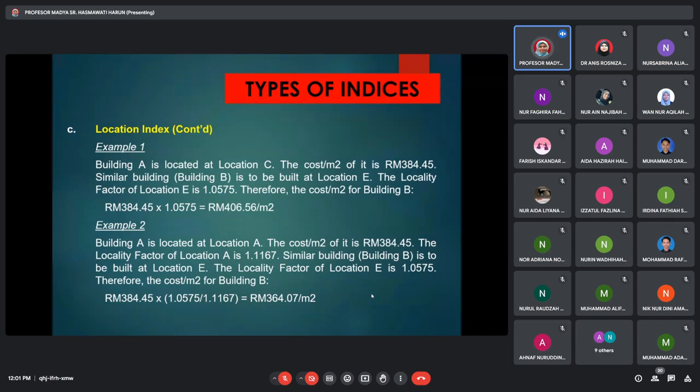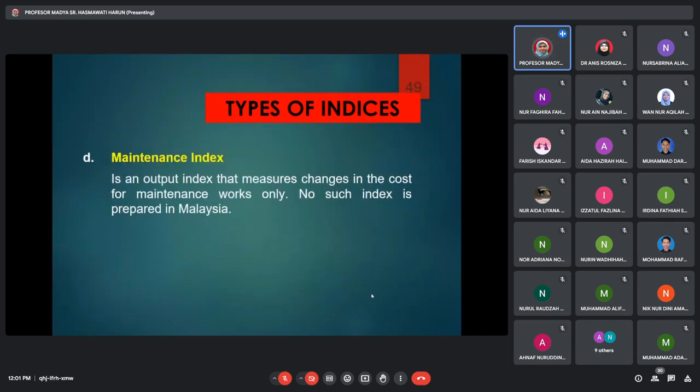Saya tak nak guna ini lagi because that doesn't really important for the time being. Maintenance index. This is to measure the cost of maintenance. There is no such index in Malaysia.